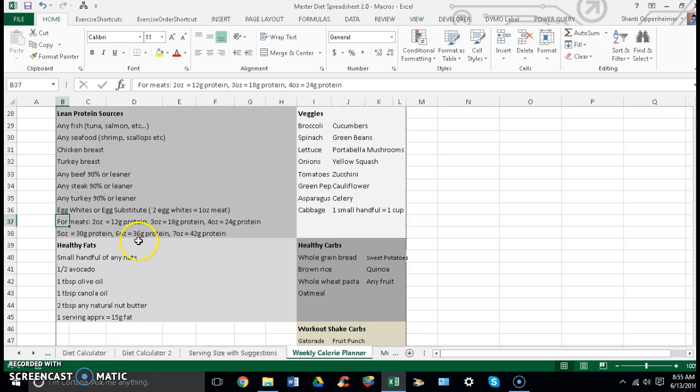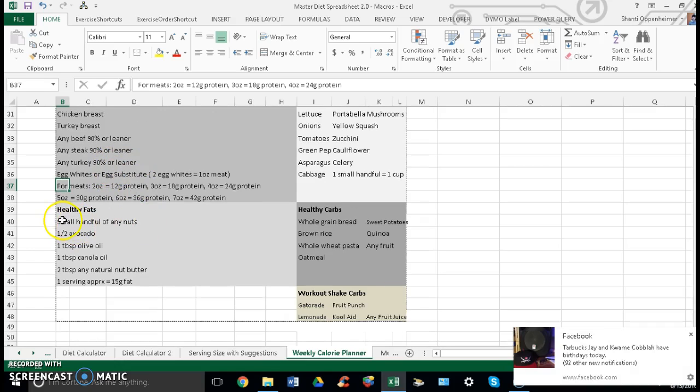So if you're dealing with something that's not an exact 3 ounce serving, you understand more or less an ounce of meat equals 6 grams of protein, give or take. And these are all semi-accurate estimates. They're just used to give some structure and consistency. Healthy fats we have down here, and 1 serving of fat equals approximately 15 grams. You get the idea.